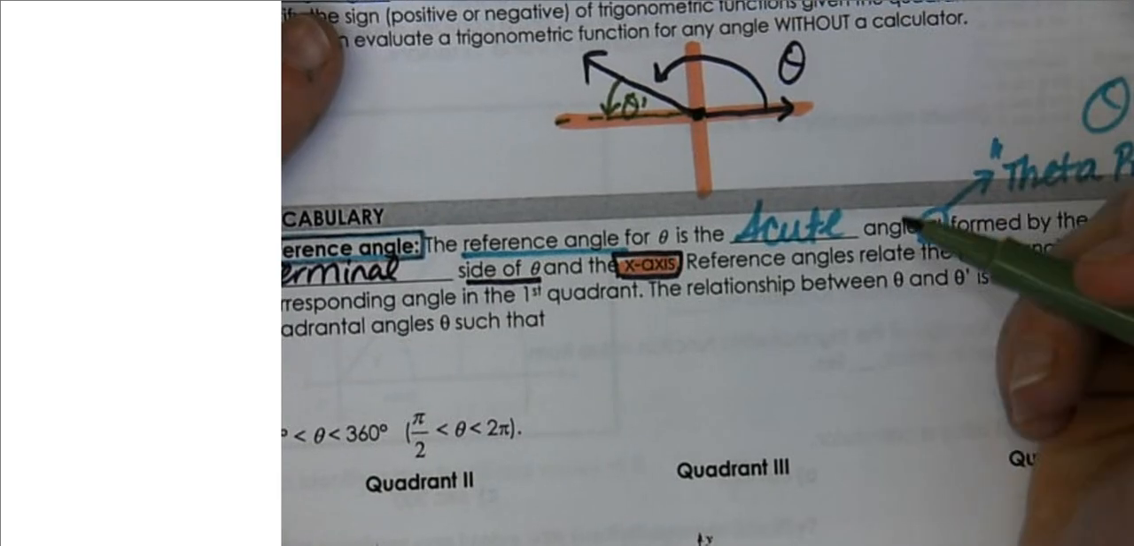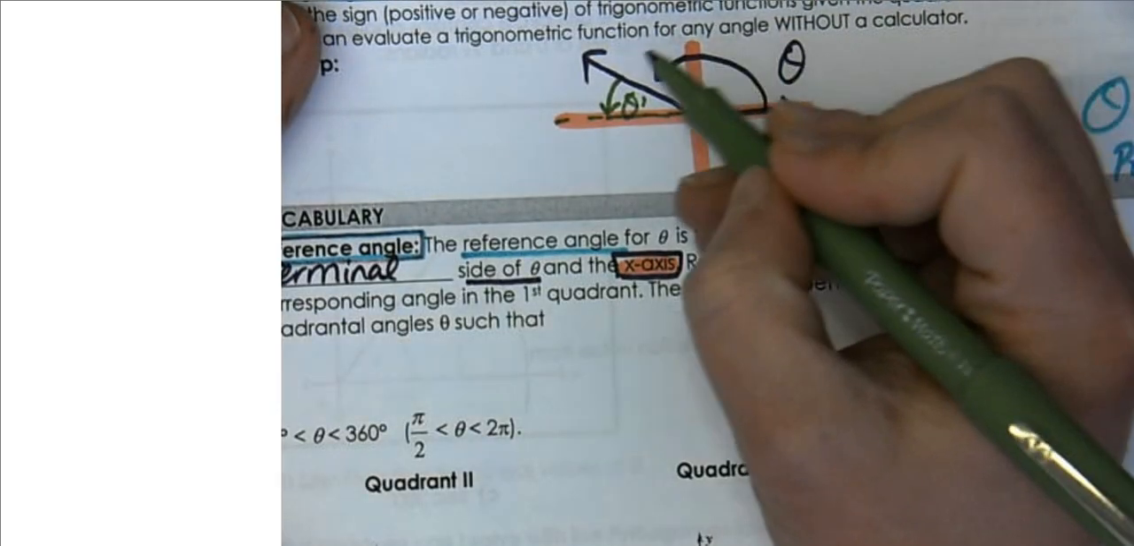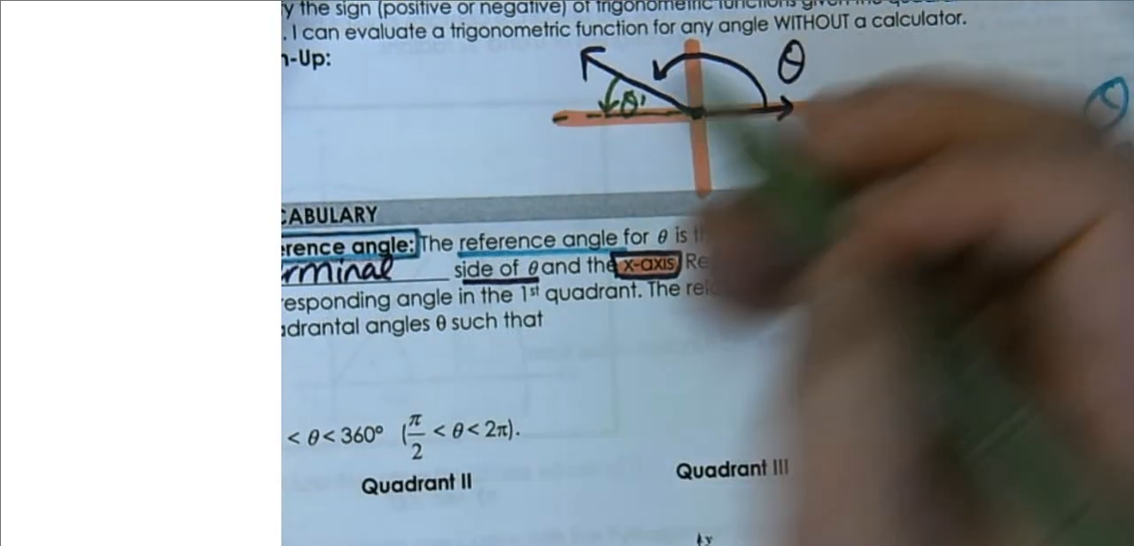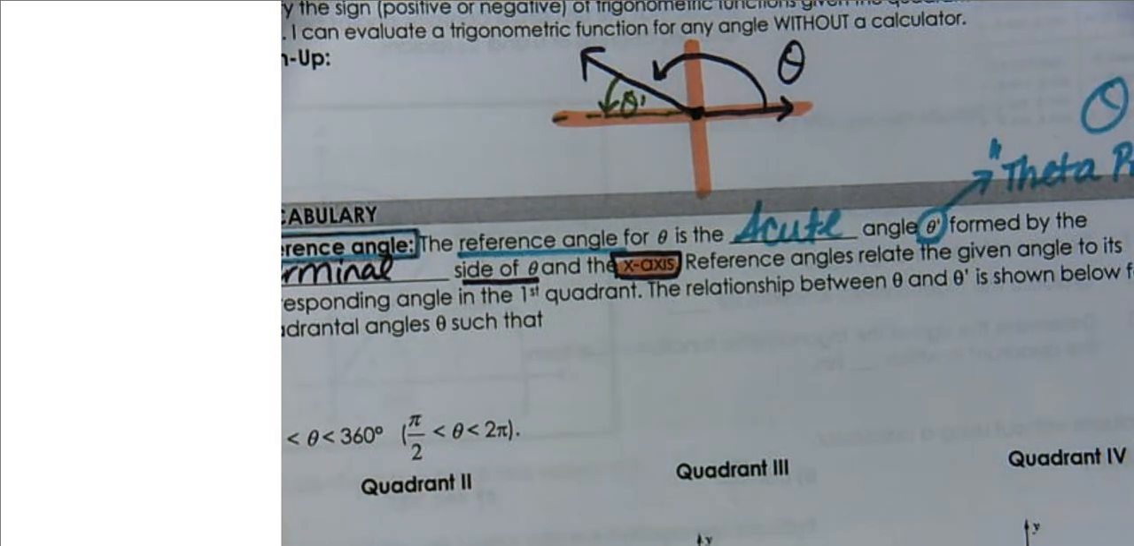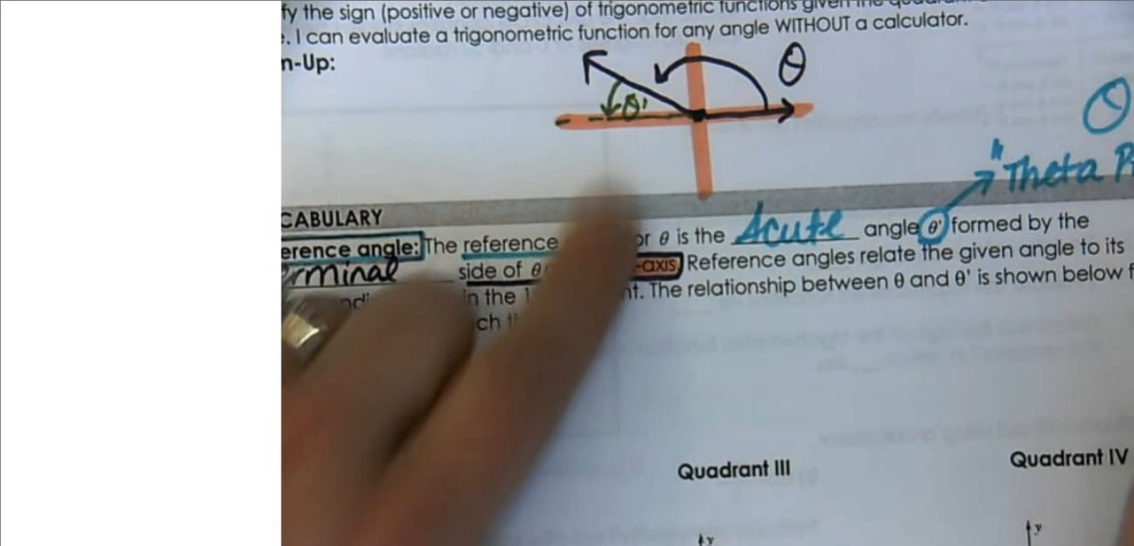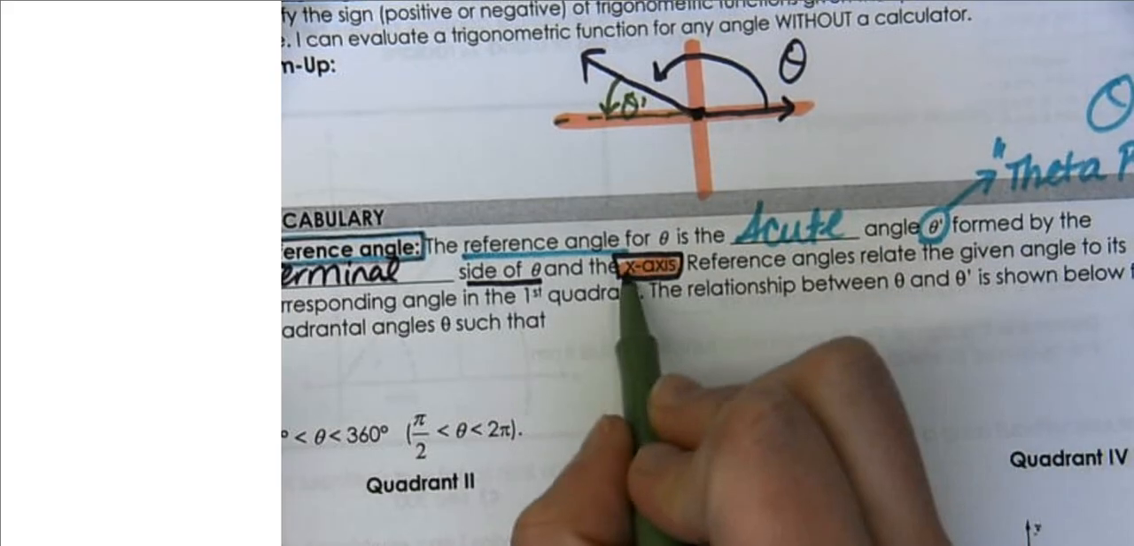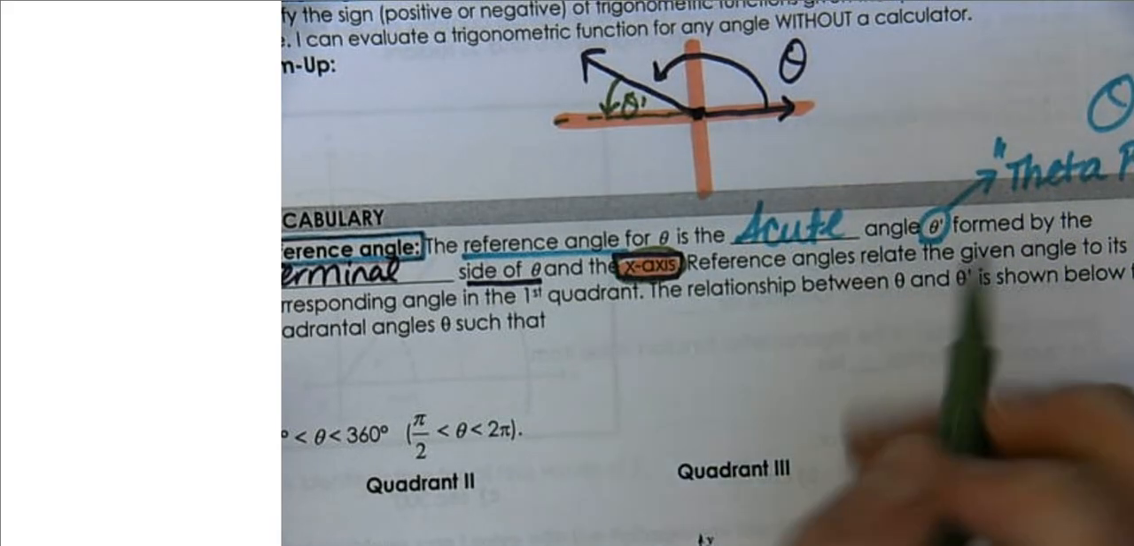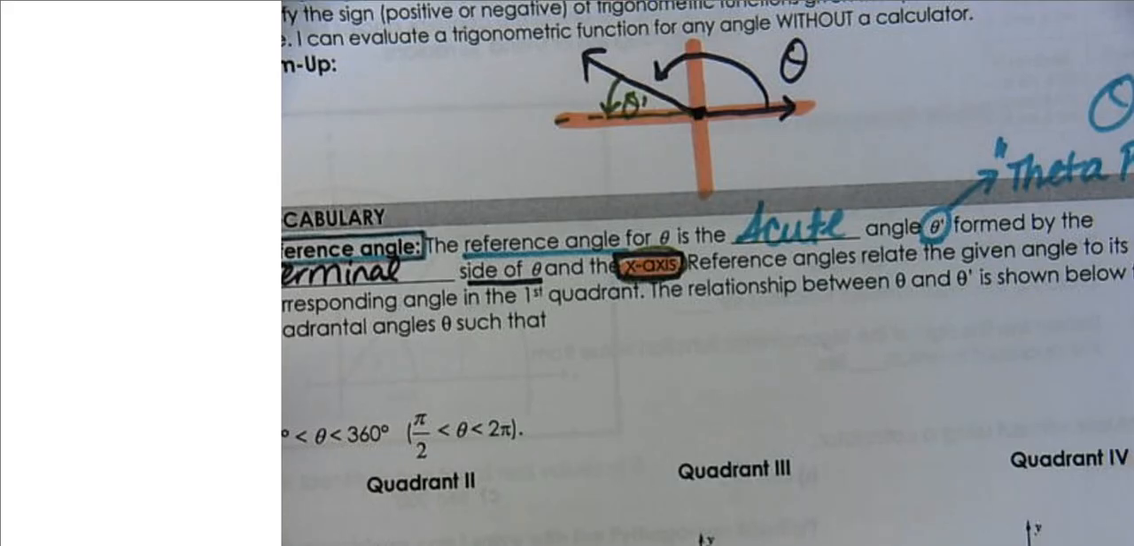It is an acute angle that represents the distance a terminal side is away from the closest x-axis. This is our reference angle. It's always with the x-axis, never with the y-axis. So we're only working with 180 degrees or pi, or 360 degrees or 2 pi.